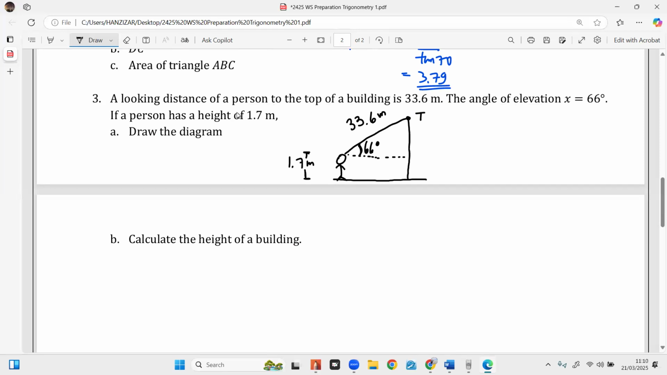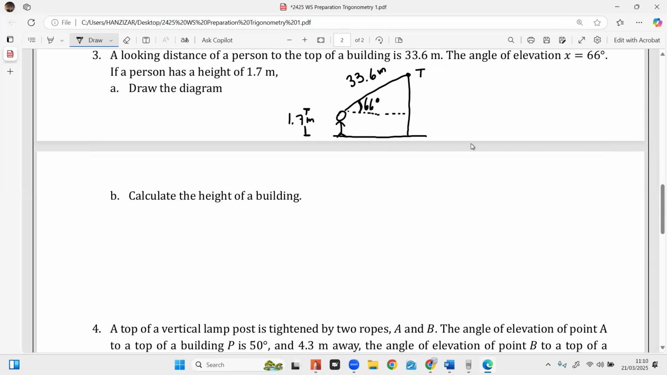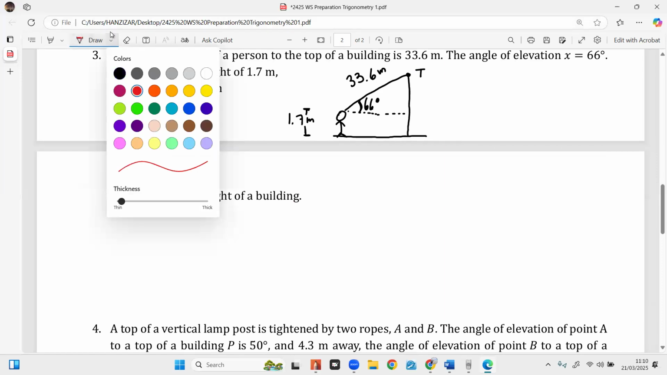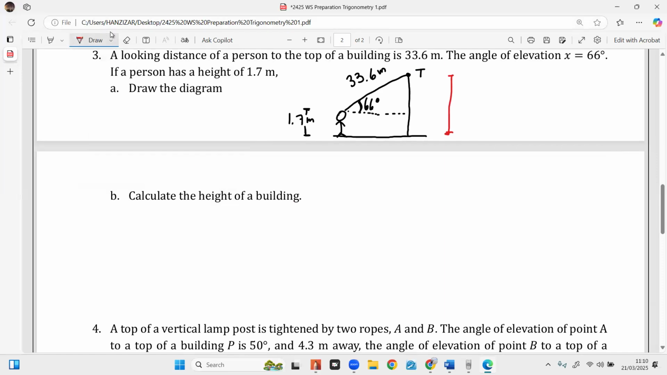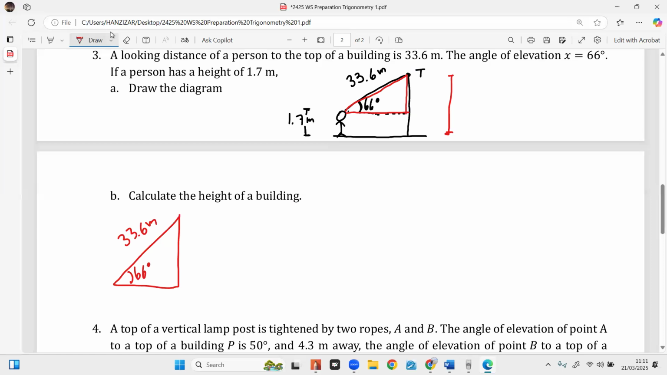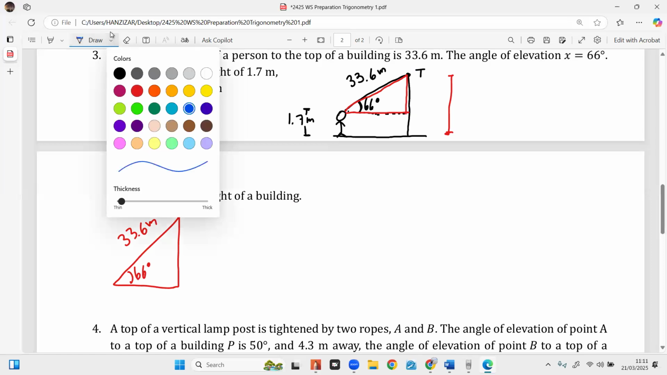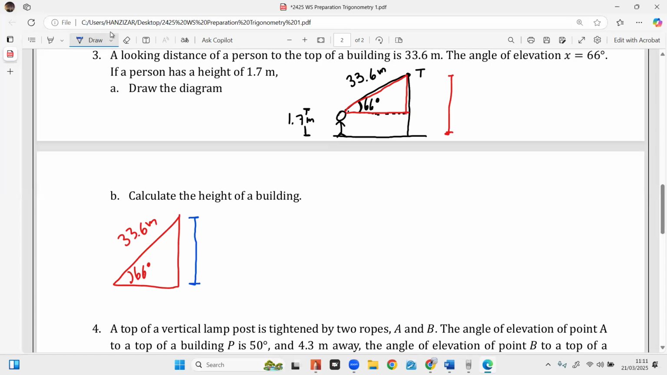Okay. Now, to get the height of the building, which is this, you need to perform a calculation of this triangle first, right? So I redraw it one more time. I draw it again here. We have 66 degrees and 33.6 meters. We are finding this. What is this? Opposite. And we have the hypotenuse.